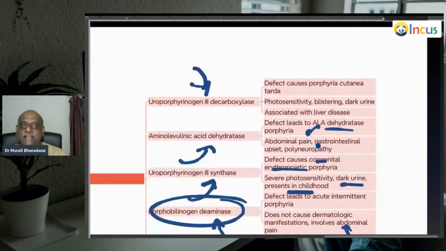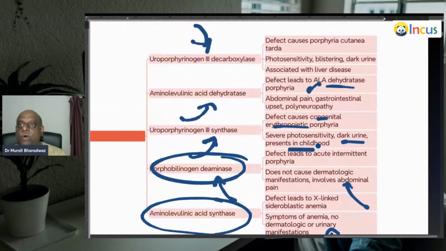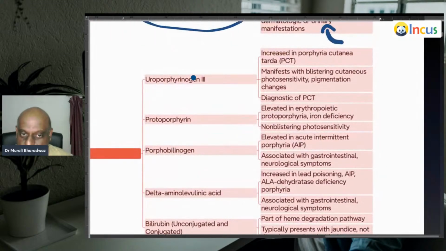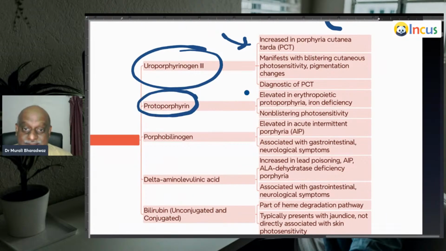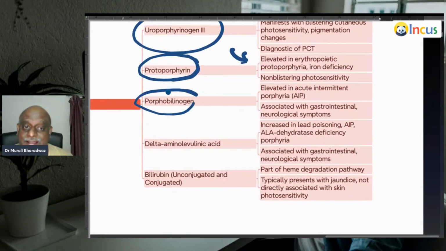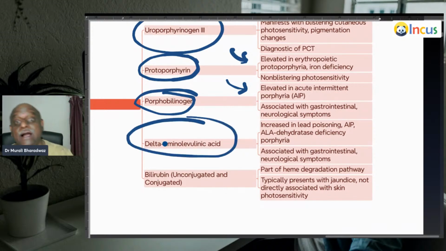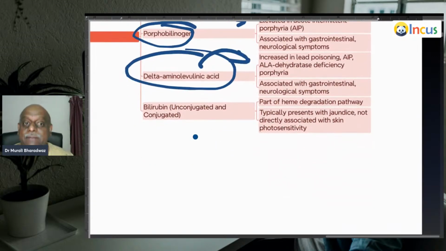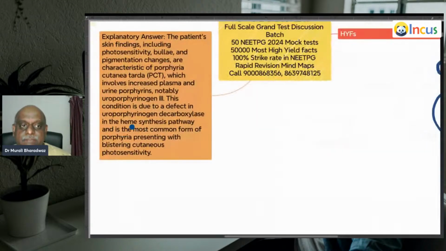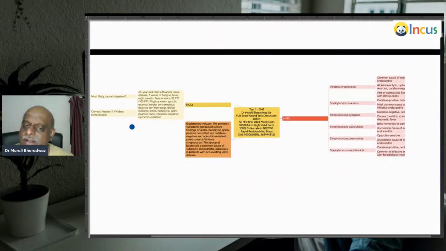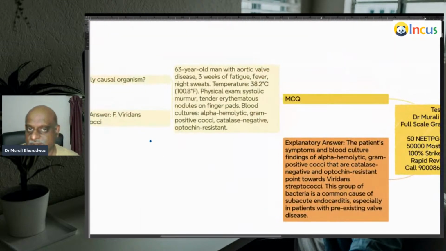So what substance is elevated in each of these conditions? What is the enzyme involved is the favorite question. Uroporphyrinogen III is increased in porphyria cutanea tarda. Protoporphyrin is elevated in erythropoietic protoporphyria. Porphobilinogen is increased in acute intermittent porphyria. Delta-aminolevulinic acid is increased in lead poisoning and acute intermittent porphyria. And bilirubin is typically what the heme degradation pathway ultimately leads to. So one question will come on the porphyrias, doctor.